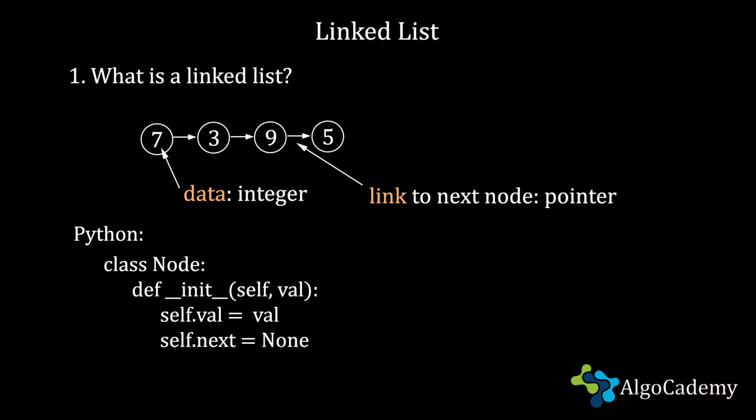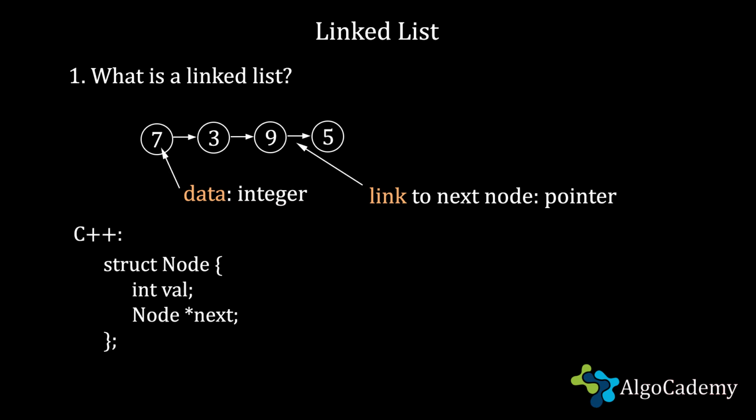This is how the class node is going to look in Python. It's the same. We also have a constructor with one argument. And this is how it looks like in C++, where, as you can see, we can use struct, not necessarily class. And I like this definition because, as you can see, the data type of next is node star. So in C++, you can clearly see that the link is a pointer.